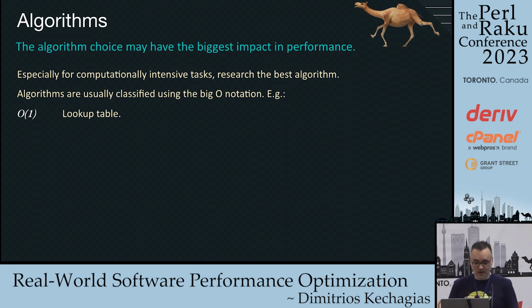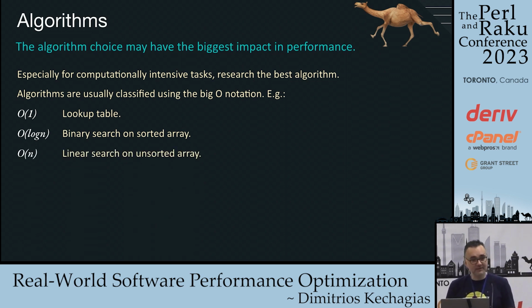So O(1) is constant time. A lookup table is an example of that kind of complexity. The second fastest general class is O(log n), logarithmic. A binary search on a sorted array is an example. O(n) is linear time. A linear search on an unsorted array is an example.